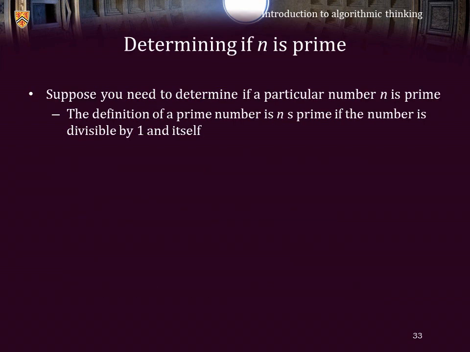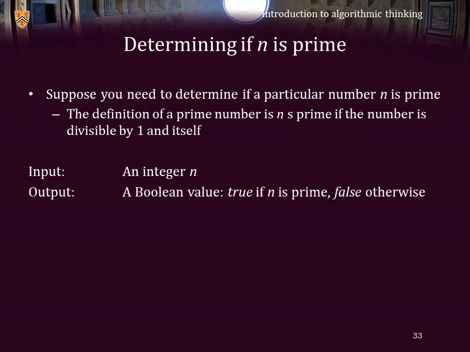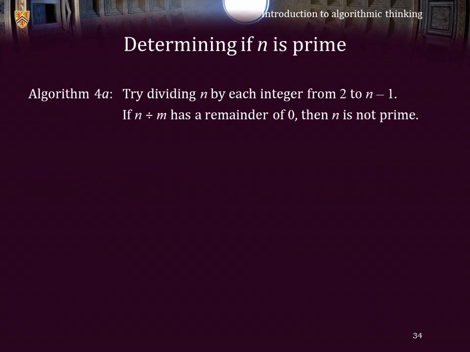Now we're going to look at the next problem, determining if an integer n is prime. Now, by definition, a number is prime if that number n is divisible by only 1 and itself. So the input is an integer n, the output is now a Boolean value: true if n is prime, false otherwise. Algorithm 4a. Try dividing n by each of the integers from 2 to n-1. If n divided by any of these values has a remainder of 0, then n is not prime.